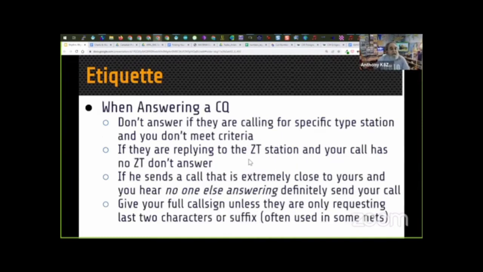When answering a CQ, don't answer if they're calling for a specific zone you're not in. If they are calling the ZT station and your call has no ZT in it, don't answer. They're not calling you. If a station sends a call that is extremely close to yours and you hear no one else answering, definitely send your call. Give your full call sign unless they are only requesting the last two characters. This is pretty much used exclusively in net operation. Don't do it in a general follow-up. All you do is cause the station to have to ask you to repeat the rest of your call, and it slows things down.